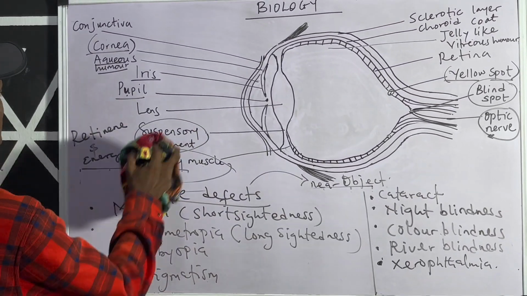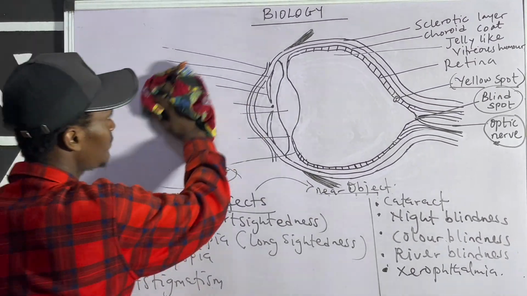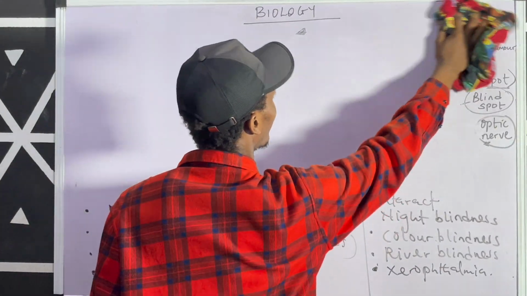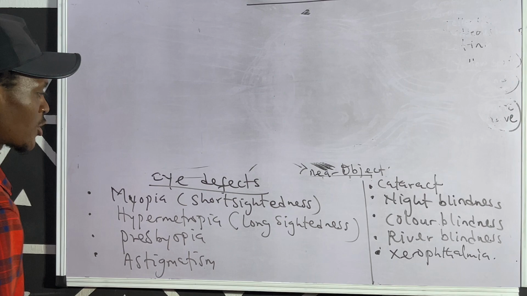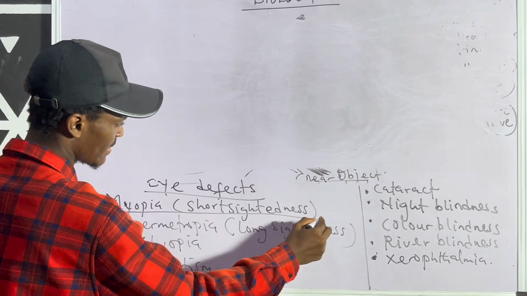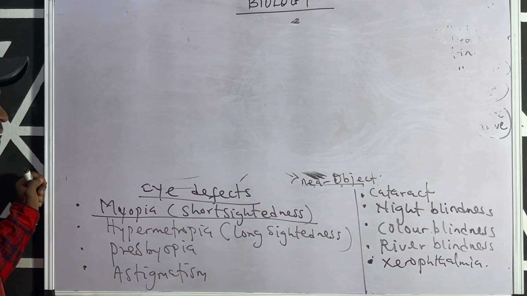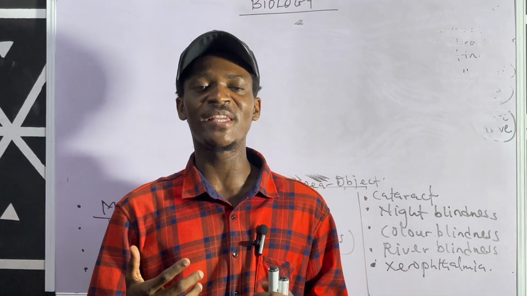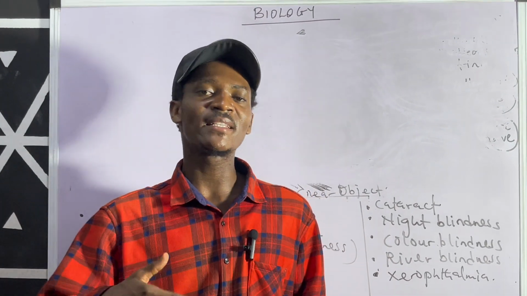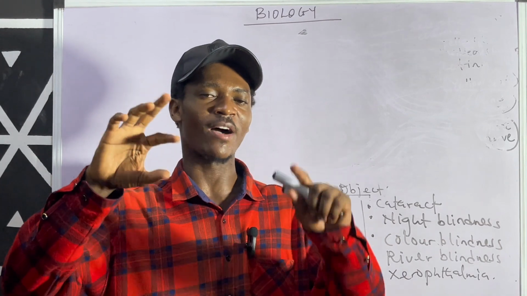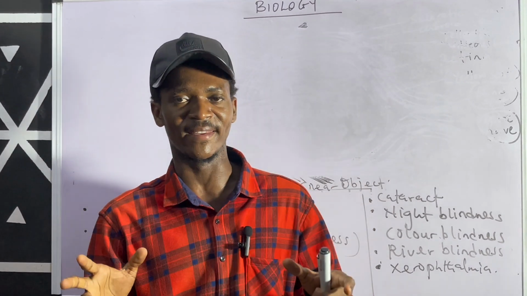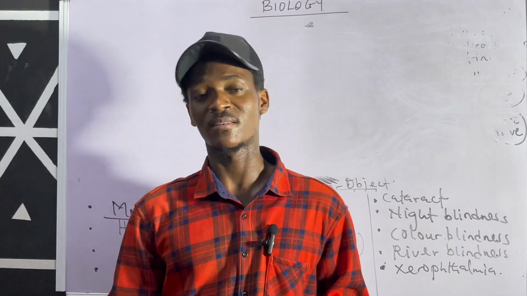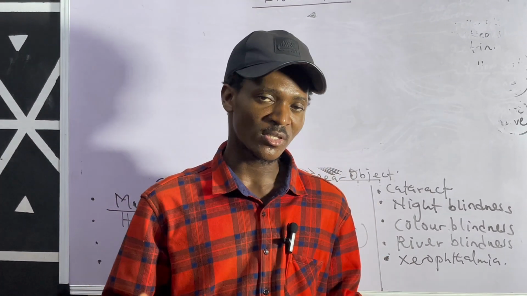Now looking at myopia, another name for myopia is short-sightedness. And when we say short-sightedness, it means that near objects appear to be clearly seen, while distant objects are kind of appearing blurry. They are not clear. So close objects, you can clearly see them. Distant objects seem to be very blurry or not clear.